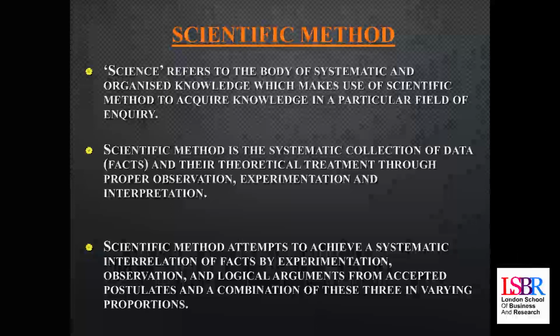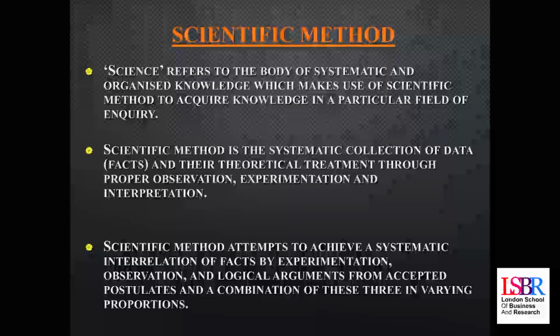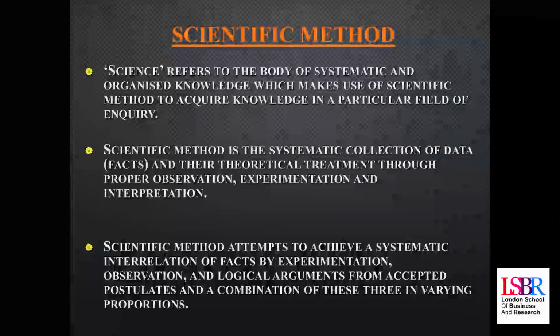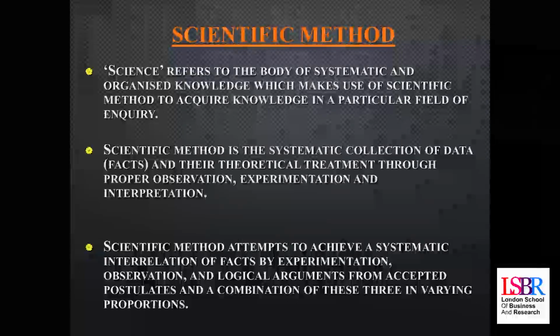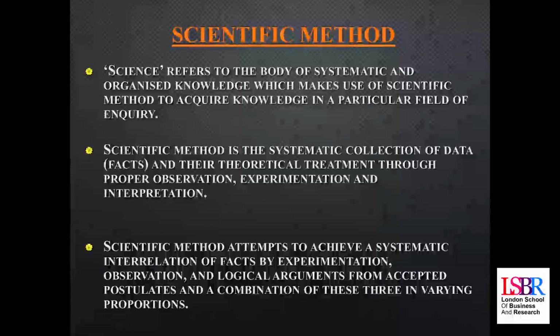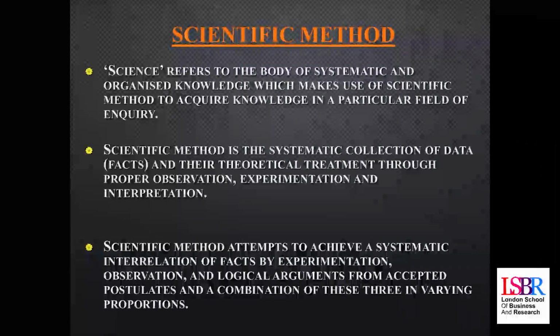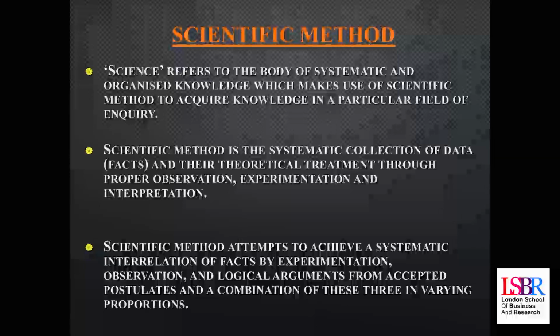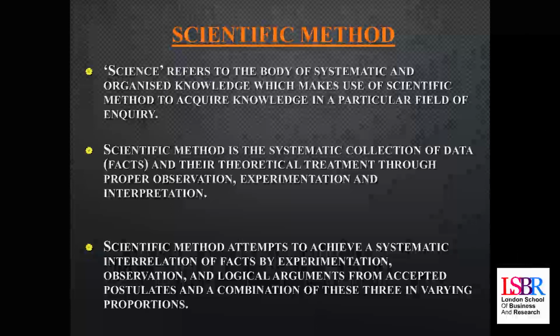It's a method that attempts to achieve a systematic interrelation of facts by carrying out experiments, by carrying out observations, and through logical arguments from accepted postulates and a combination of those three in varying proportions. So again, you might want to do a little bit of experimentation, you might want to have some observations, you might also want some logic that's done through cold hard fact checking. So again, can you check company accounts to prove something happened the way the manager or the director told you it happened? Can you check government records to see if what people are saying about the economy is true? You know, what are the figures? What can we check that's readily available, that's already been measured?